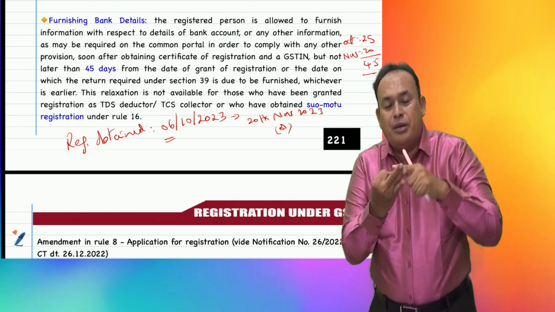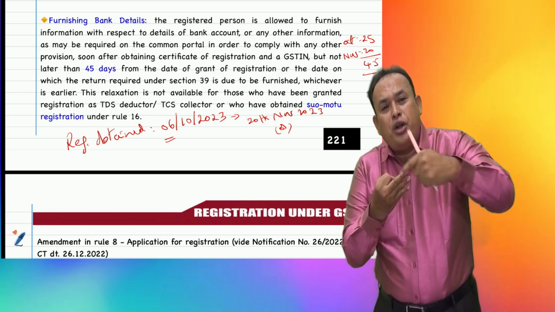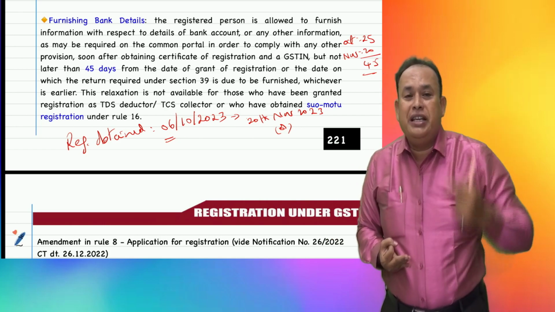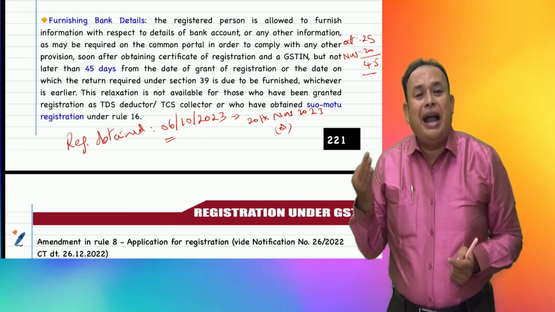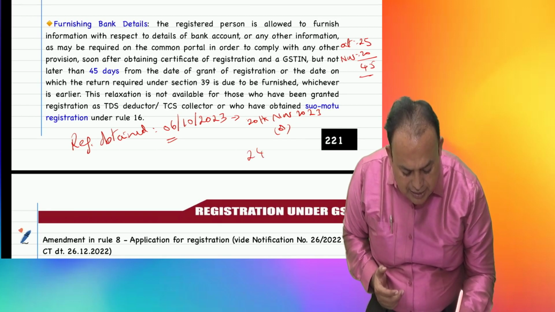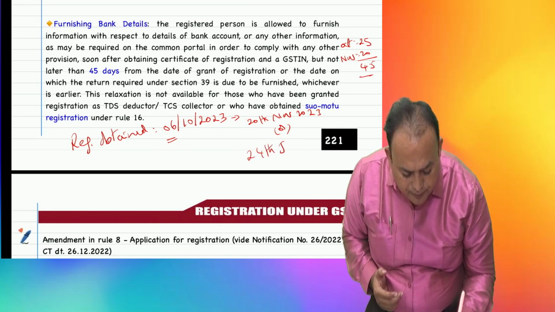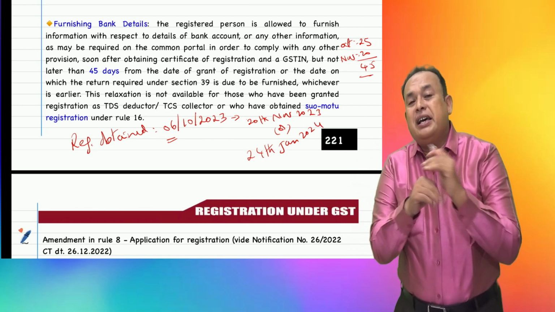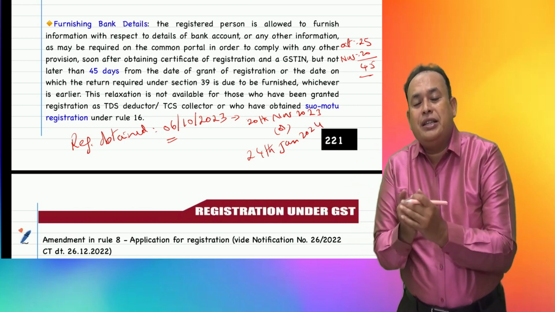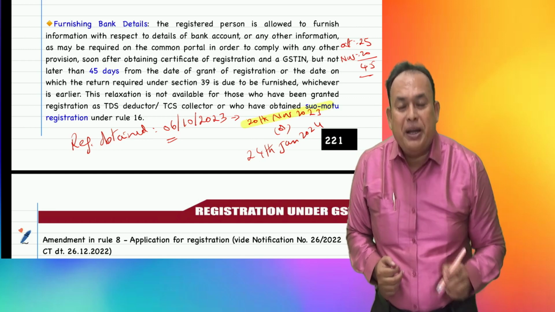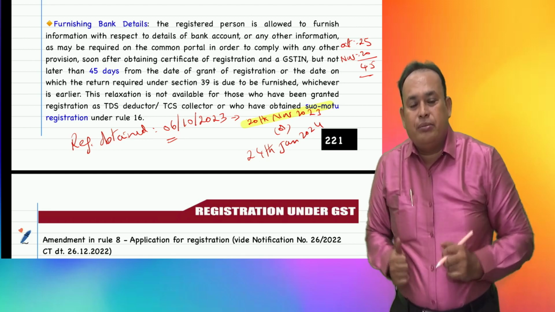October, November, December for that quarter. By 24th of January 2024, they are going to file the GST 3B return under section 39. In that case, 24th January 2024. Which is earlier here? 20th November 2023 is earlier. So 45 days from the date of registration is earlier.